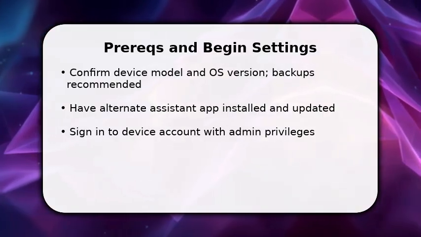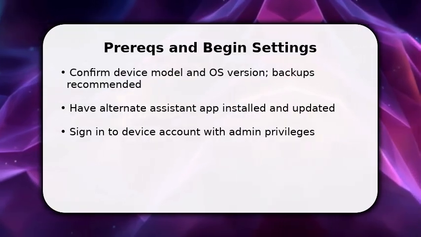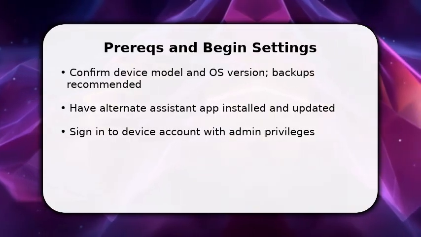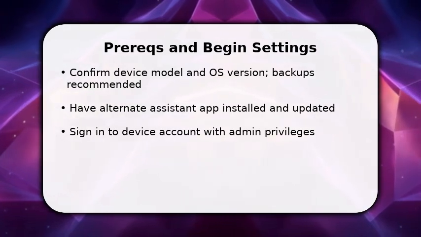Now tap System or Apps, depending on your OS, to locate default apps or assistant settings. This first action sets permissions and identifies the current assistant, so you can replace it without losing voice shortcuts.